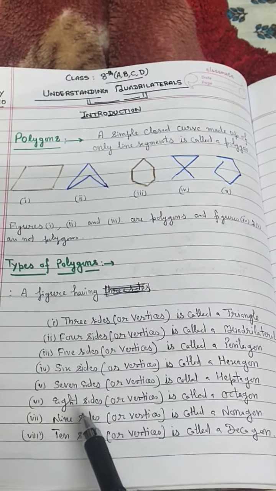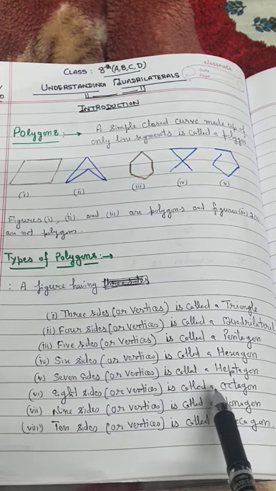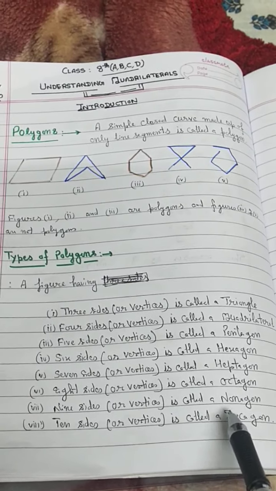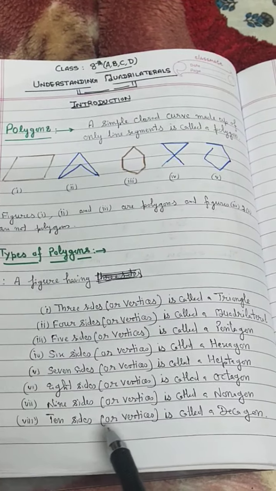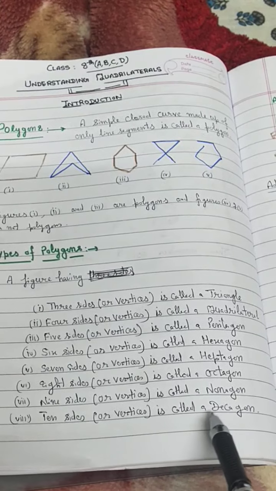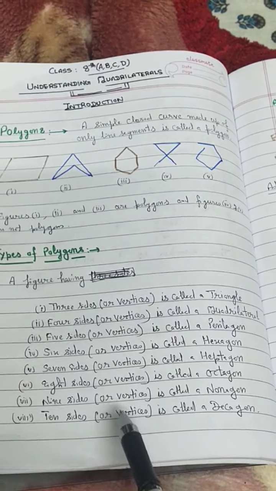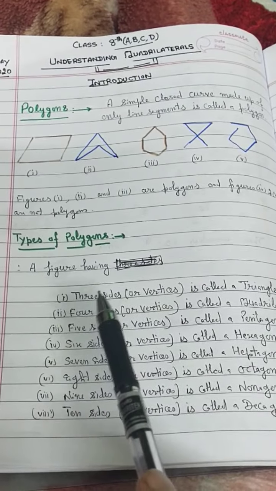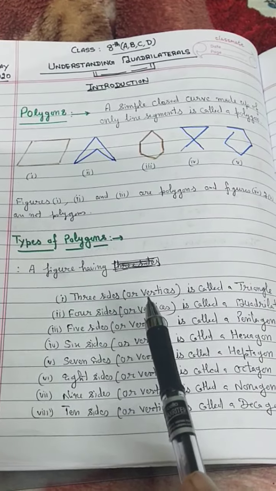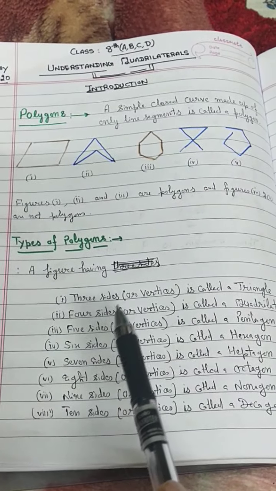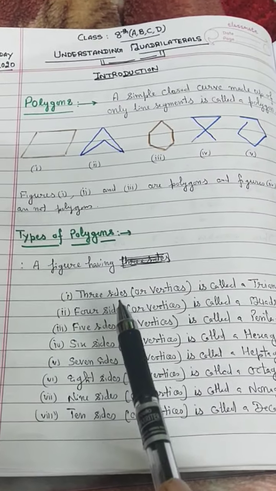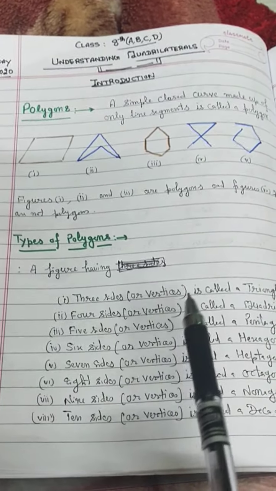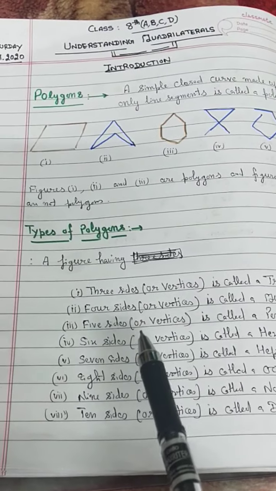A figure having eight sides or vertices is called an octagon. A figure having nine sides or vertices is called a nonagon. A figure having 10 sides or vertices is called a decagon. A figure having n sides is called an n-gon. Now these are kinds of polygons. In regular polygons, the number of sides and each angle are equal.